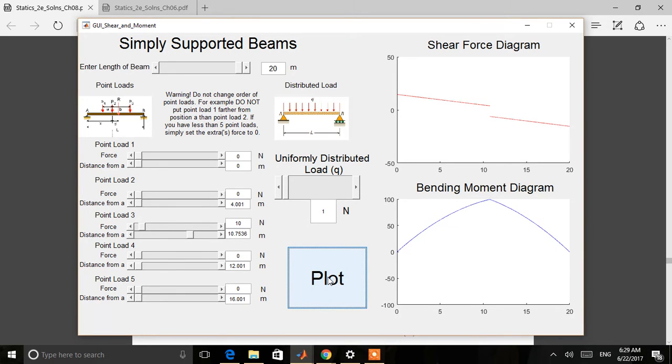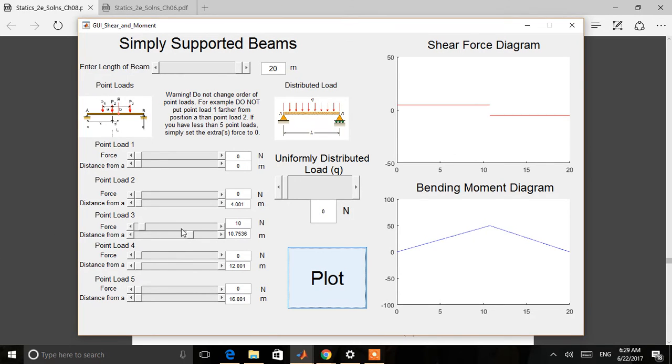Alright, so I actually do have a slight angle in my shear force diagram because I left my uniformly distributed load on. I take that off, it goes back straight, and the shear is the derivative of the moment. And as you can see, it's positive for the first half and negative for the second half on my shear diagram, going according to the slope of the bending moment diagram.